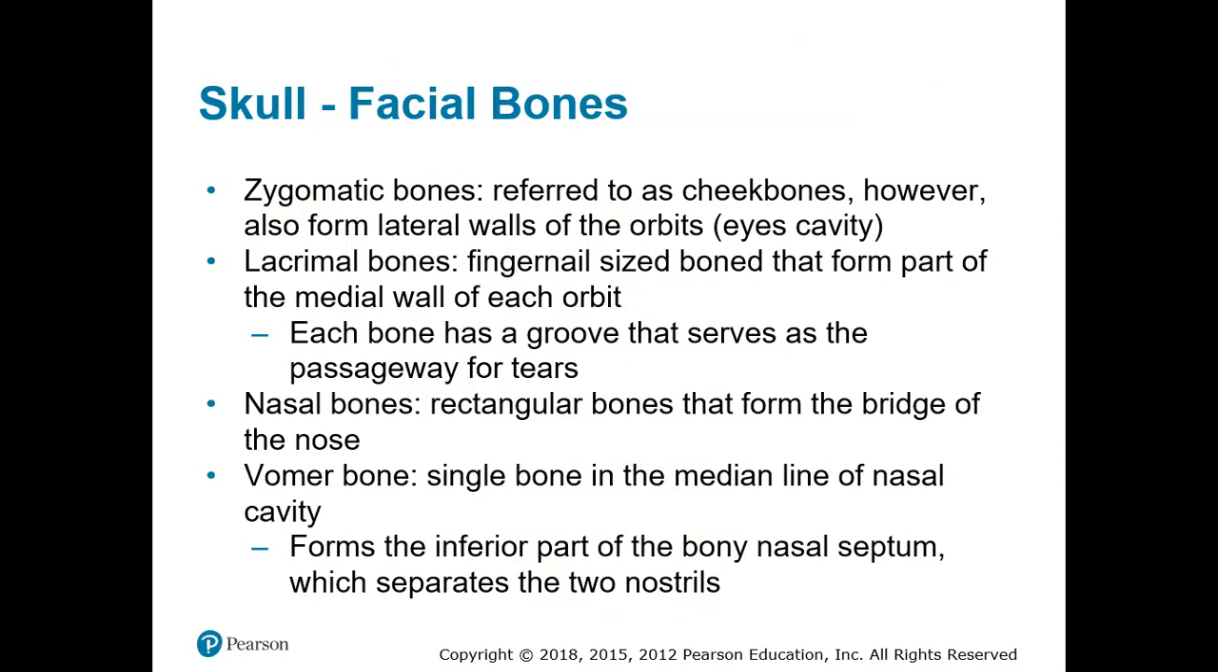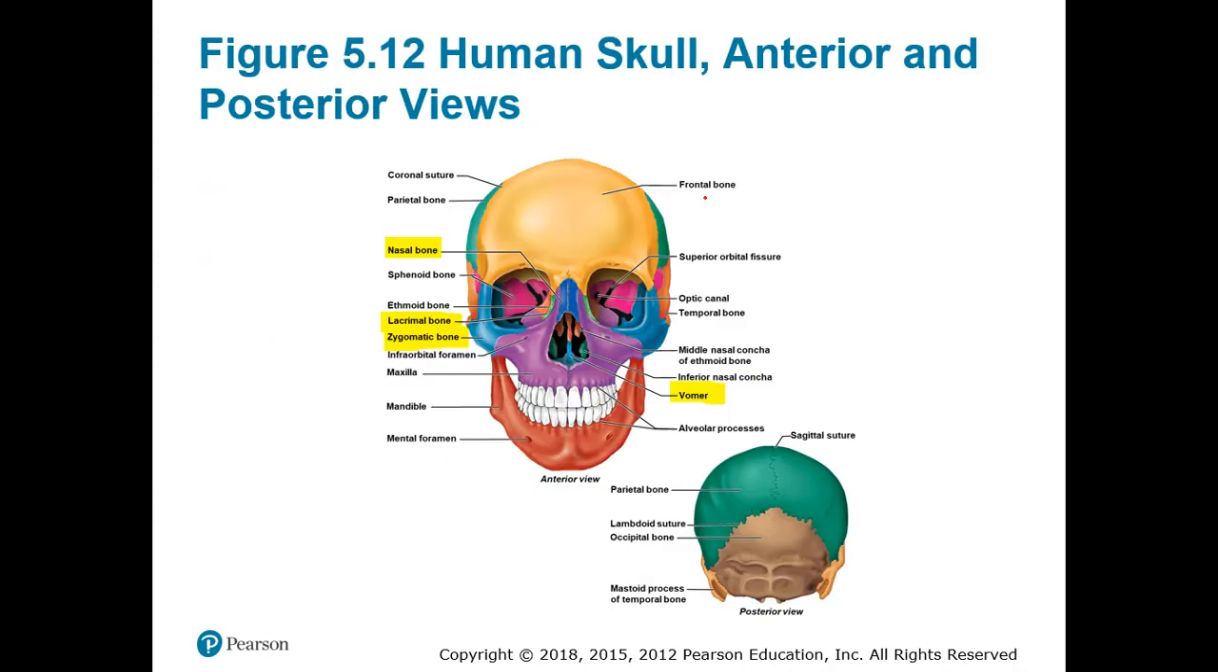Four other bones, and we're going to show each of these in images as well. The first one is your zygomatic bone. This basically refers to your cheekbones. But not only does it form your cheekbones, it also forms the lateral, the outside walls, of your orbits, or your eye cavity.